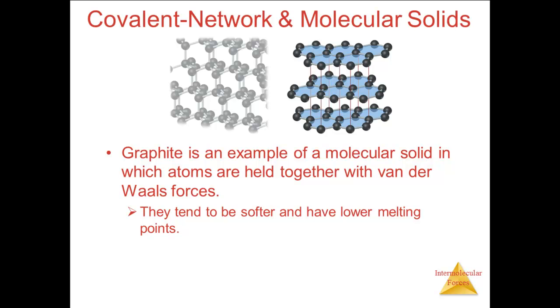Because molecular substances are held together by the relatively weaker van der Waals forces, they tend to be softer and have lower melting points. Though in the case of graphite, the melting point is not lower, probably because of the very large dispersion forces.